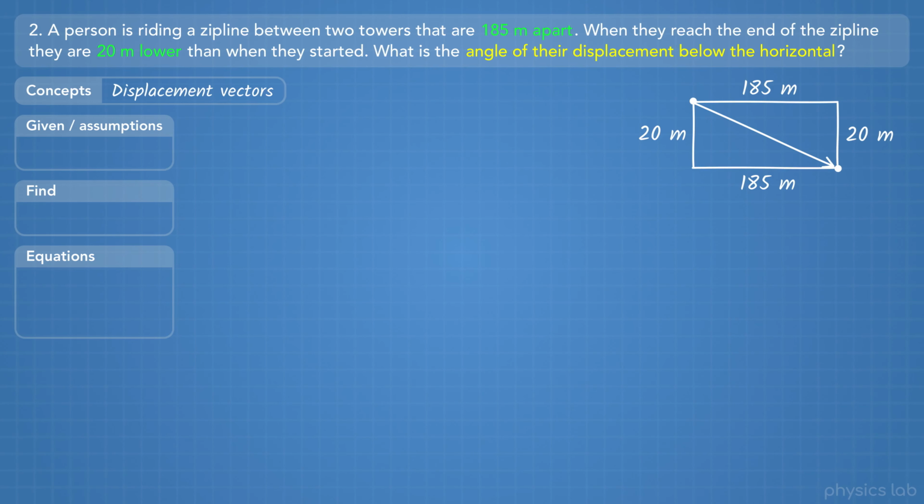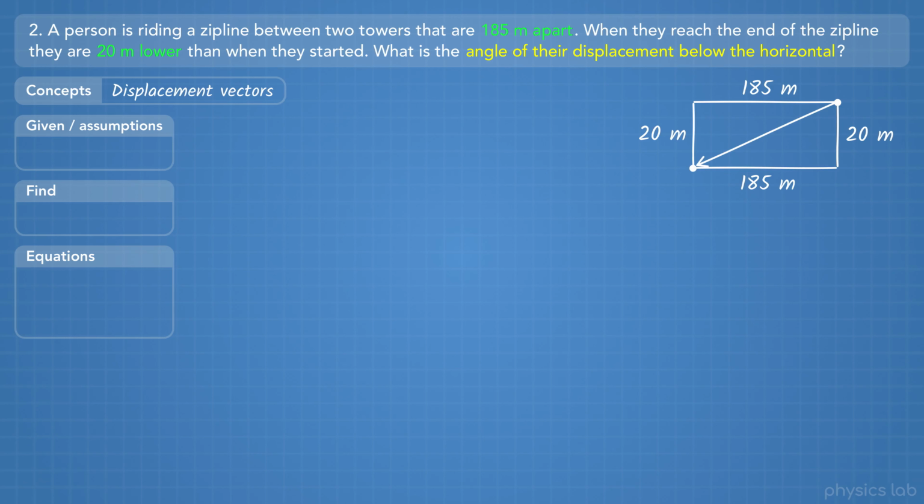We can draw this picture however we want. We could even flip it so the displacement is going right to left, as long as the endpoint is 185 meters from the start in the horizontal direction and 20 meters down in the vertical direction. If you want, you could also draw the towers and the ground, but we'll just use this picture.